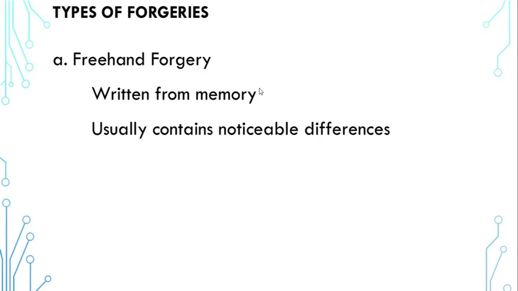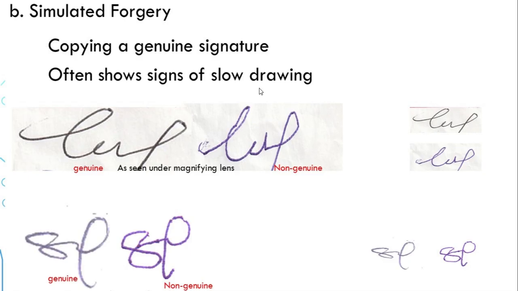It usually contains noticeable differences. That kind of forgery is very easy to detect. Another form of forgery in handwriting is simulated forgery. Simulated forgery is when the writing of somebody is copied by another person, a forger. When a forger copies somebody's handwriting, that's simulated forgery.